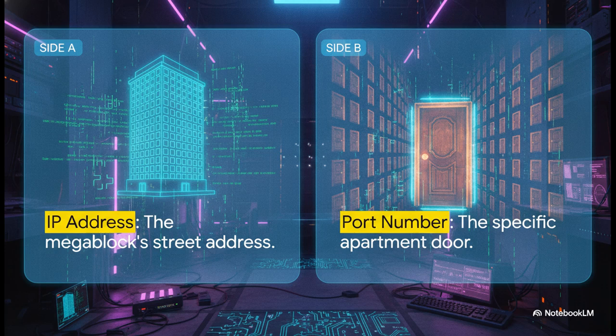So it really breaks down into two parts. On one side, you have the IP address. That's simply the Megablock street address. It literally just guarantees that a data packet gets routed across the internet to the correct massive building. But stopping at the front door of a giant skyscraper doesn't really deliver the package, right? And that brings us to the second part, the port number. Out of the 65,535 possible doors inside this building, the port number is what tells that data packet exactly which specific apartment door it needs to go knock on.